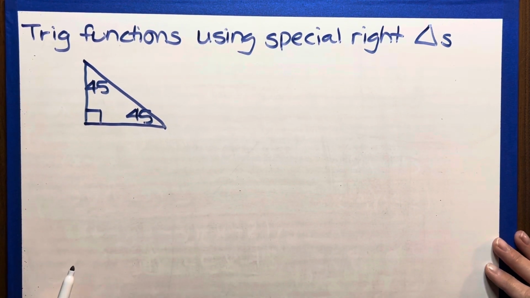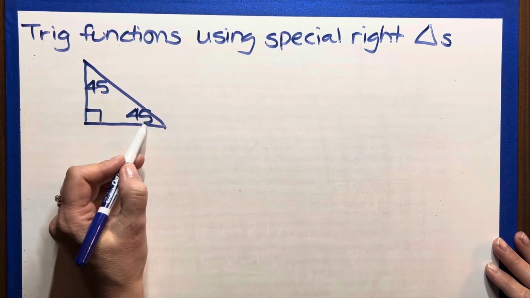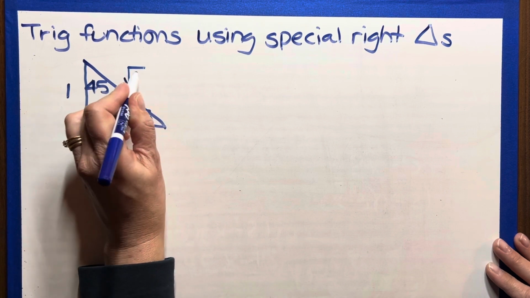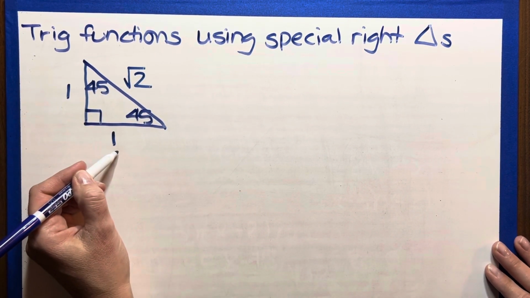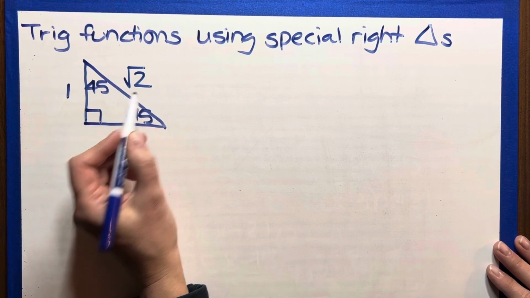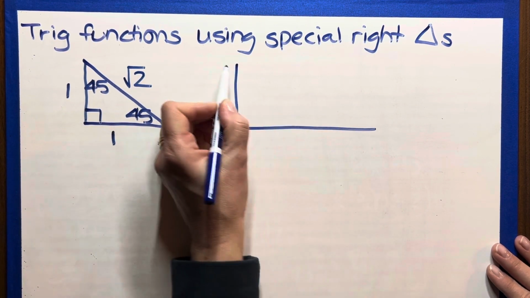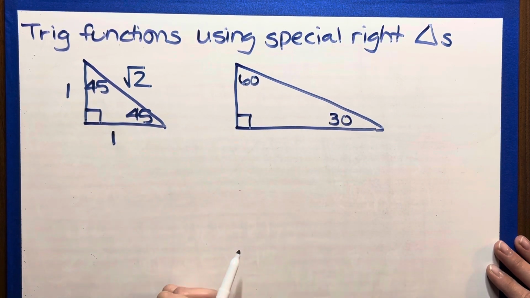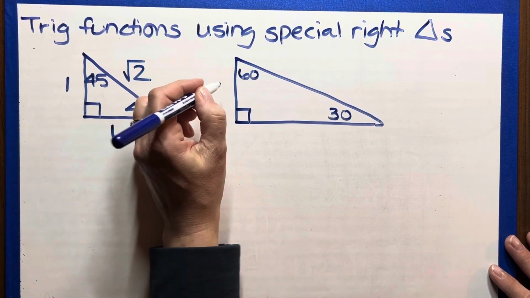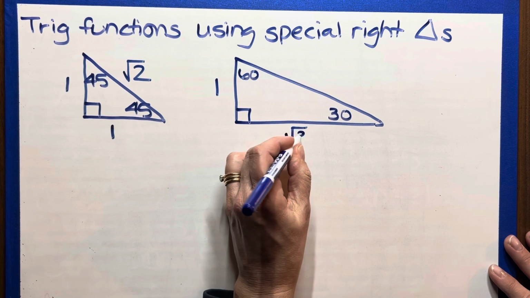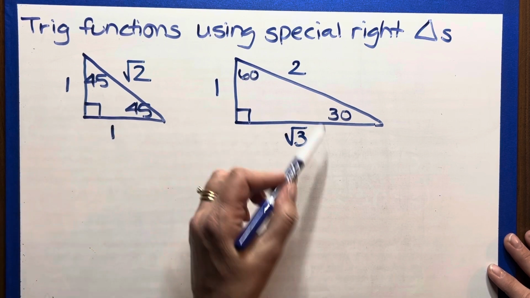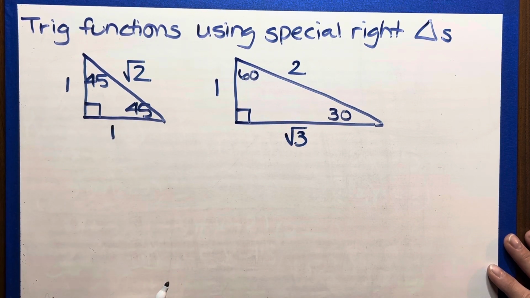I am going to give you the two special right triangles, and then we will use those to find our trig function values. The first special right triangle is a 45, 45, 90 right triangle, and the values that we use for the sides are 1, 1 for the legs, and square root of 2 for the hypotenuse. The other special right triangle that we have is a 30, 60, 90 degree right triangle. And the values for the sides that we use are 1, square root of 3, and 2. If you would like to verify that these values do indeed form a right triangle, you can use the Pythagorean theorem and check that out.